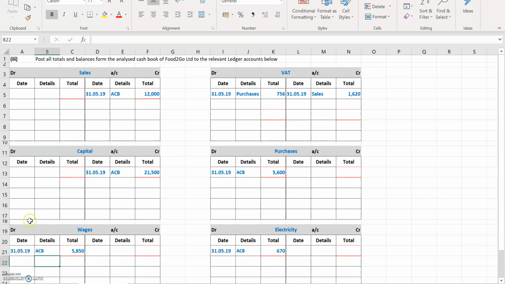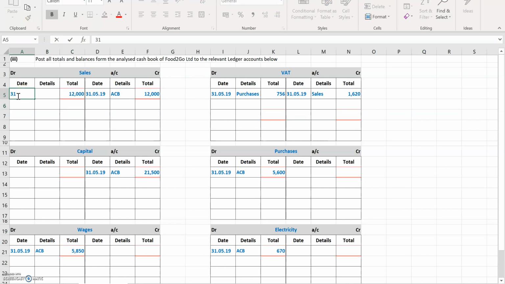Okay, so just fix the date there. The next thing we do now is we need to balance our accounts. To balance our accounts, we find out which side is the highest, and then we put the amount on the debit side to make sure they're equal. So we've got 12,000 on the credit side here, so we just need to put 12,000 on the debit side.